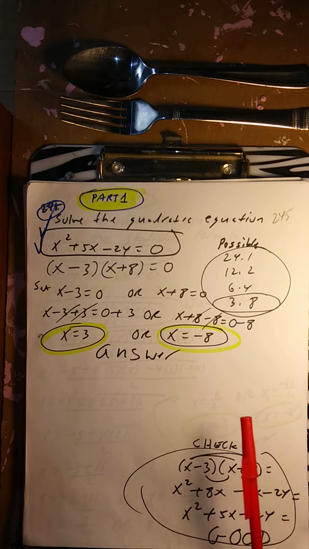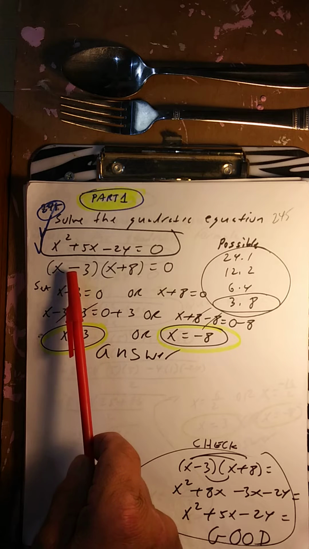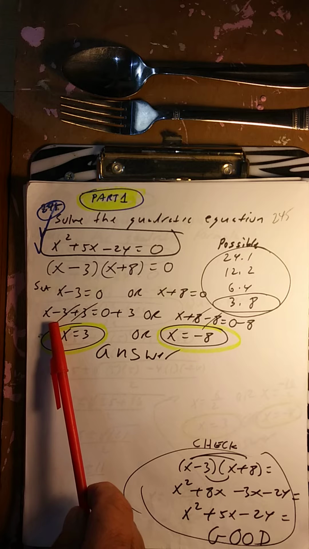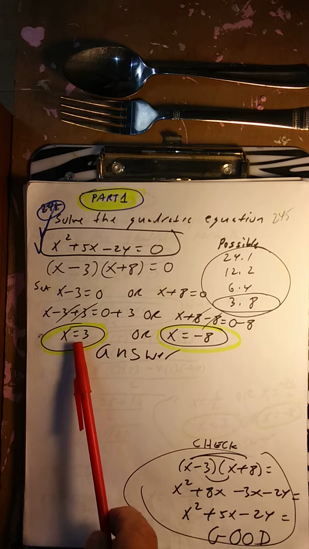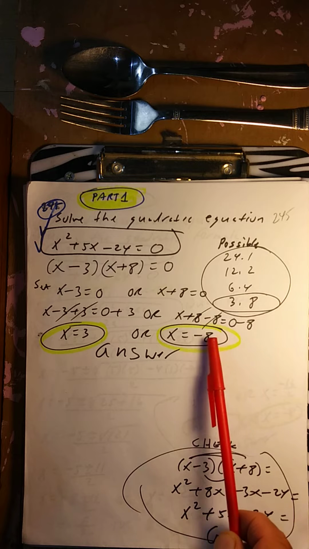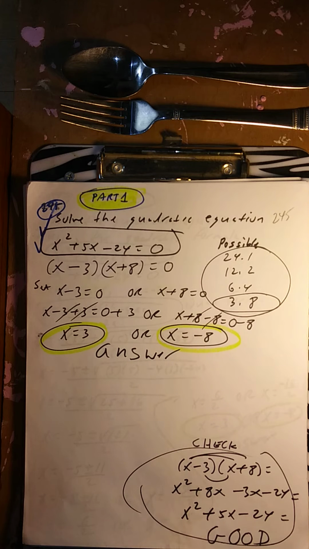Does that match? Yes. So now, once we know that they match, say that x minus 3 equals 0, x plus 8 equals 0. X minus 3 plus 3, 0 plus 3, so x equals 3. X plus 8 minus 8, 0 minus 8, so x equals negative 8. So we have the answers right there.